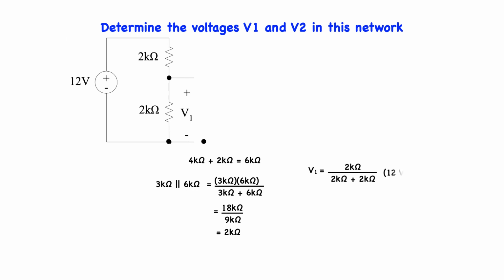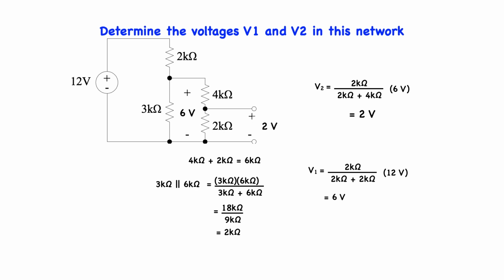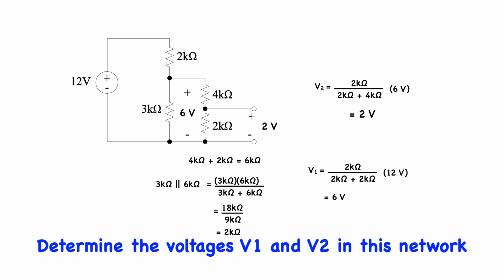V1 equals 2 kiloohms divided by the quantity, 2 kiloohms plus 2 kiloohms, times 12 volts, equals 6 volts. Looking at the original network, we can again use voltage division. The voltage drop across the 2 kiloohms resistor, or V2, is 2 volts. This gives us the solutions to the original problem. Determine the voltages V1 and V2 in this network.